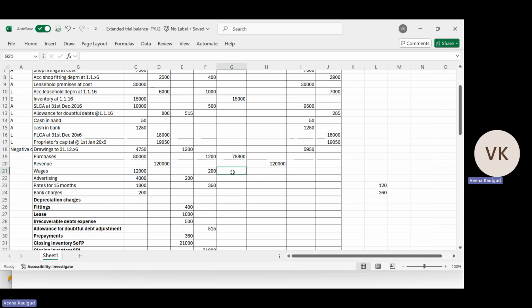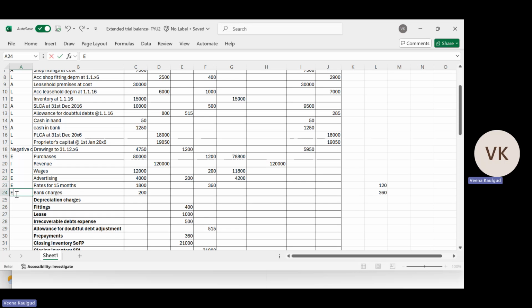Where are we? Yeah. So the wages, it will reduce the figure. So 12,000 minus this, so it will be 11,800. Advertising also, there was an original debit. There is a further debit, so it means we have to add the numbers. 4,000 plus 200 will be added. Rates for 15 months. Again, rates is an expenditure. So let me just write here. Purchases is an expenditure. Revenue is an income. Wages is an expenditure. Advertising is an expenditure. Rates is an expenditure.